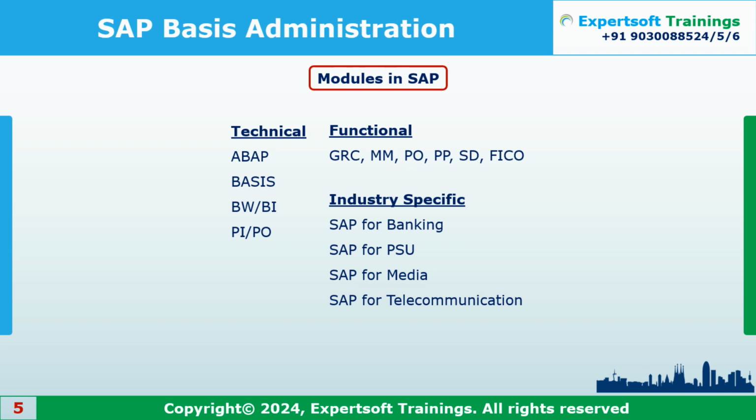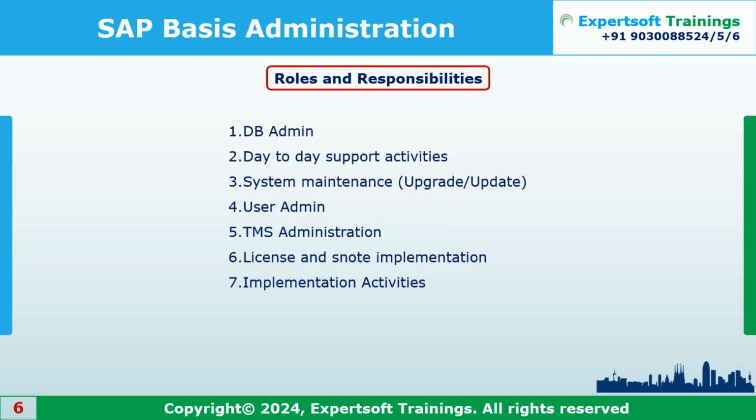And these are some functional modules: GRC for security, MM for material management, PO for plant operation, PP for plant production, SD sales and distribution, FICO finance and controlling. So these are some functional modules. Here comes the roles and responsibilities of SAP.